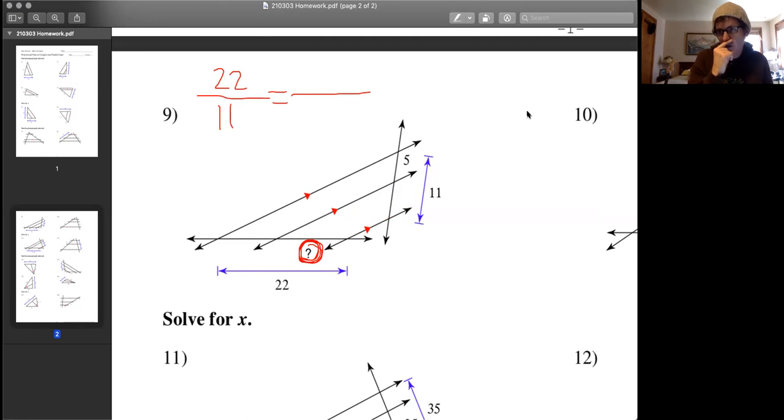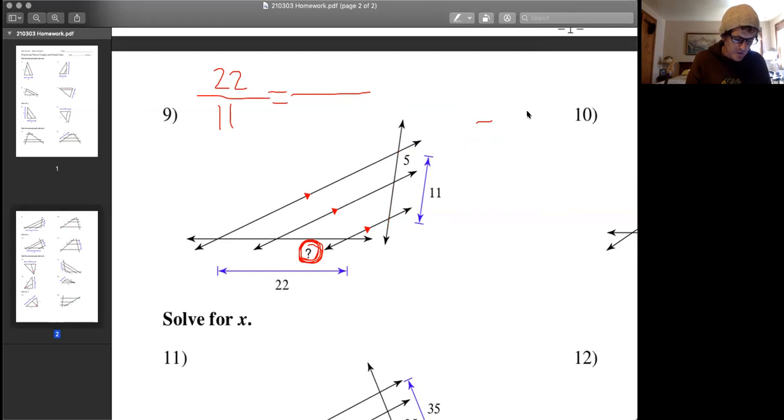Okay, the total is 11. I'm getting it now. We have these segments. We know that from here to here, that entire length is 11, and this segment right here is 5, which means this has to be the difference. 11 minus 5 makes that 6.